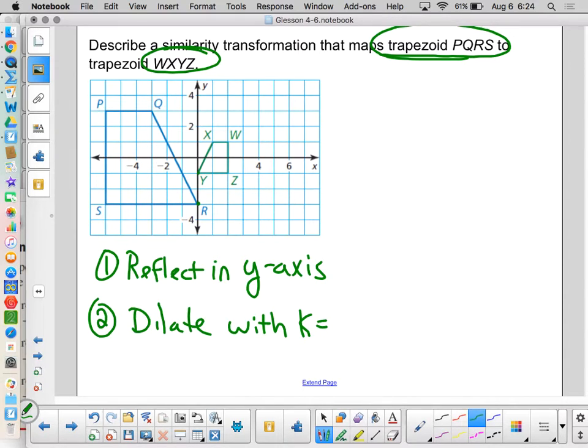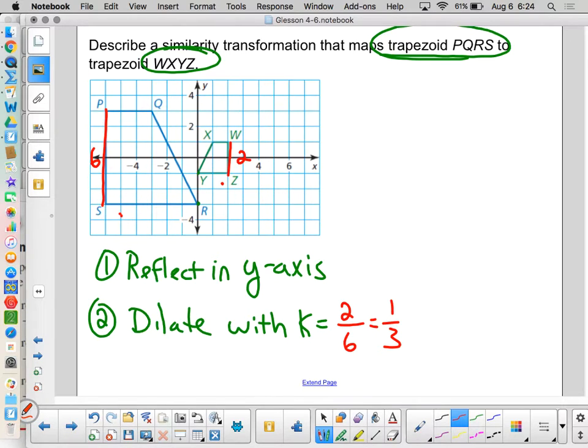what's our scale factor going to be? Well, in order to do this, I have to find corresponding parts. I have to find two parts and look at how the length changed. So for example, I can pretty much tell that WZ corresponds with PS. And I can see WZ is 2 units long. And I can see that PS is 1, 2, 3, 4, 5, 6 units long. And that the image is smaller than the original. So K here is going to be 2 over 6, or 1/3.